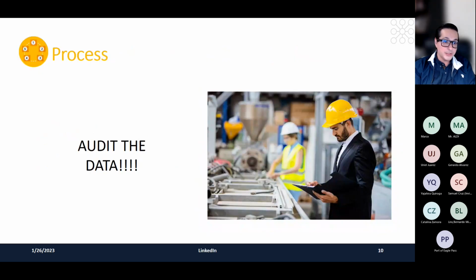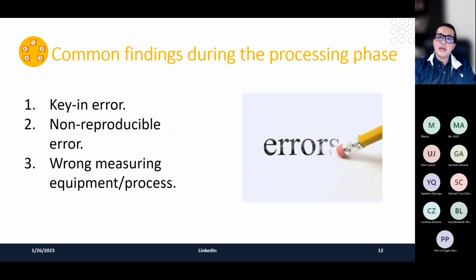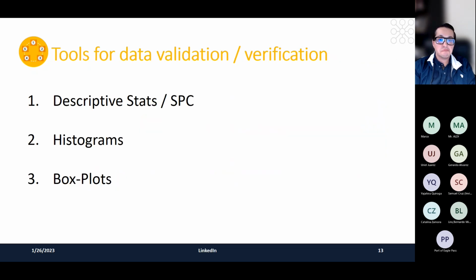After we collected all the data, we got to audit it. We got to ask ourselves, does the data make sense? And do the statistics make sense as well? We got to look out for errors in that data. If there are errors and we can reproduce them or we can justify them, you can safely take them away, delete them from the data set. Some of the tools are descriptive stats, SPC, histograms, and my go-to, which is the box plots.